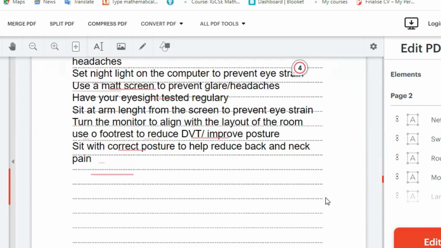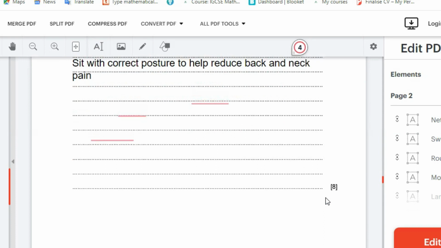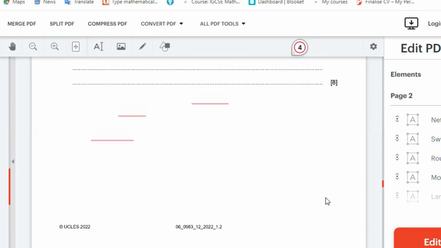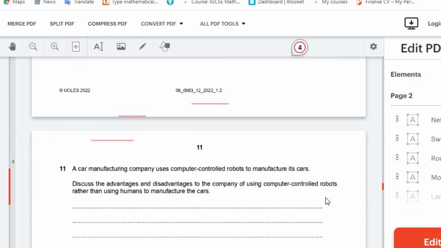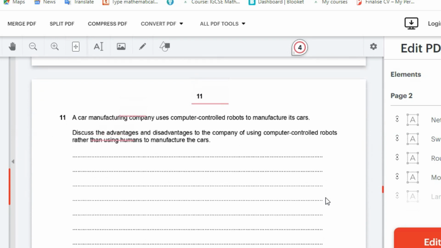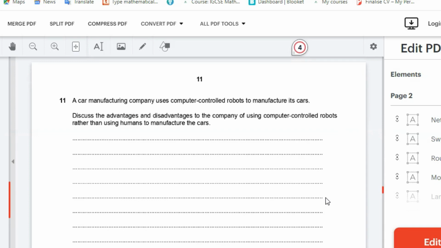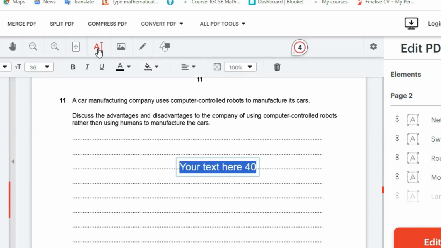All right, let's go to the next question, which is question 11. Question 11 says, a car manufacturing company uses computer control robots to manufacture its cars. Discuss the advantages and disadvantages to the company of using computer control robots rather than using humans to manufacture the cars. Now let's start with advantages.